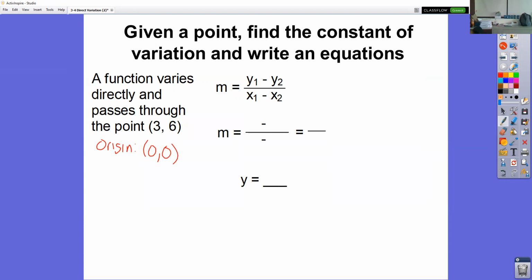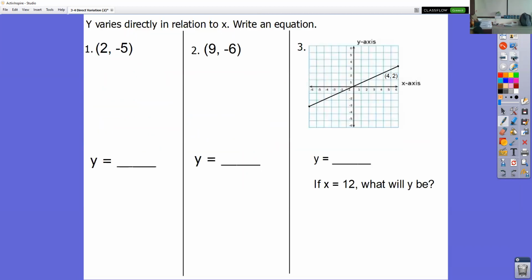So substitute in, we have 6 minus 0 over 3 minus 0, because again, we have x1, y1, x2, and y2. 6 minus 0 is 6, 3 minus 0 is 3, 6 divided by 3 equals 2. So our slope would be 2, so our equation would be y equals 2x. So y varies directly in relation to x.